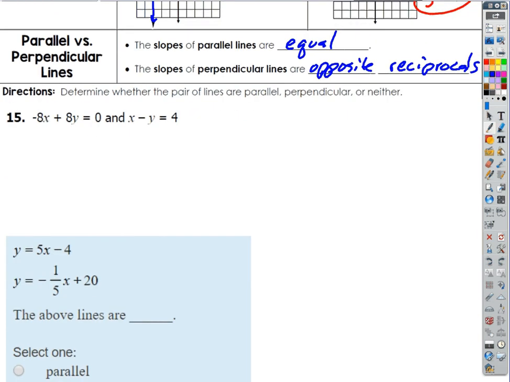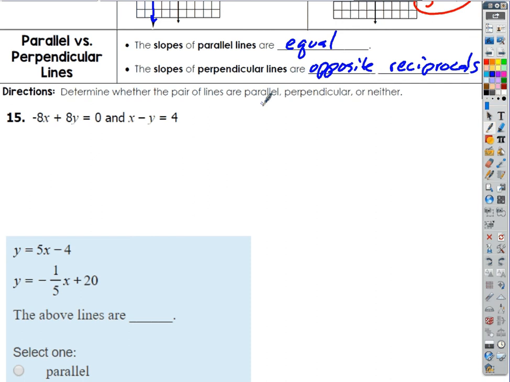We want to be able to look at two lines and determine if those lines are parallel or perpendicular, okay? Or neither. And we know what the criteria are. If they're parallel, what has to be true? Gabe, what has to be true? If they're parallel, what has to be true about two lines? Same slope, right? The slopes are equal.